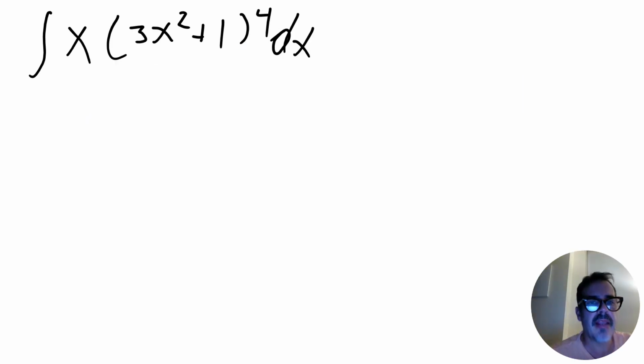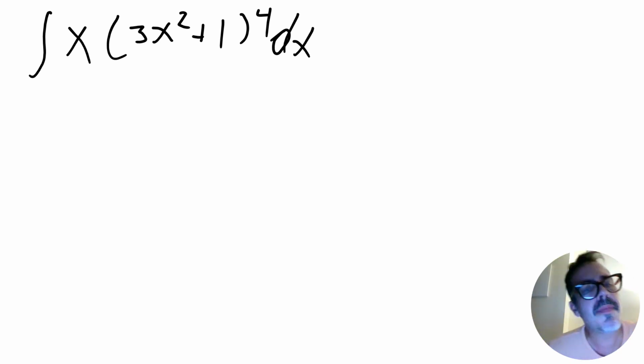Okay, the next integral that I have for you in this video is the integral of x multiplying a polynomial that is raised to the power of 4. So how can we recognize whether this is an integral that can be solved using substitution? Well, the first thing that I need to see is whether the term that is inside my parentheses can be made to become what is outside of the parentheses.